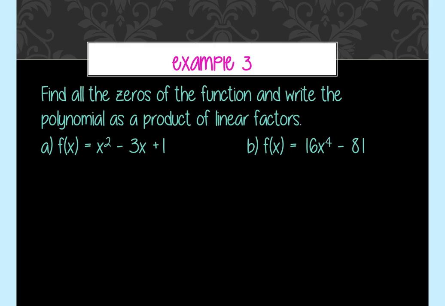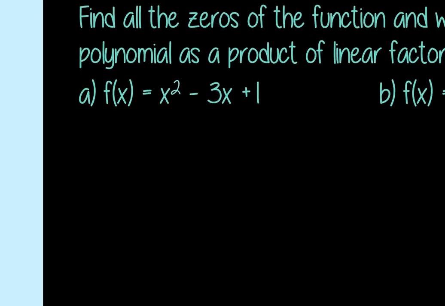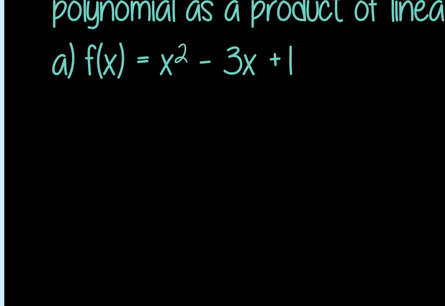All right, example 3 says find all the zeros of the function, write the polynomial as a product of linear factors. So look at A. Can you factor A? There's no factors of 1 that sum to negative 3, but it is quadratic, which means we can do what? Quadratic formula. So A is 1. B is negative 3. C is 1. This is a question on your quiz, not those numbers, but quadratic.